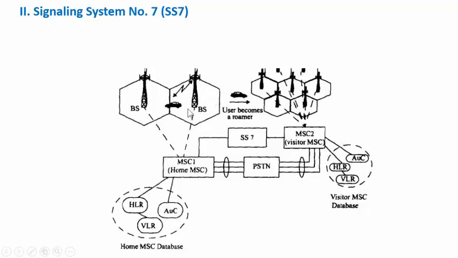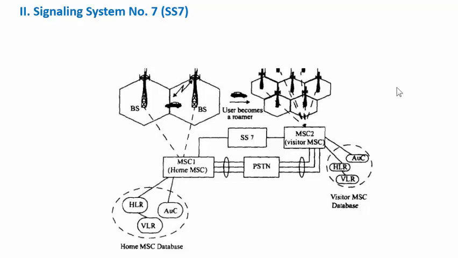Suppose one of the mobiles is moving from the home location MSC network to another network. At that time that particular mobile phone becomes a roamer. Its information gets checked in the visitor location register, and the mobile switching centers take care during the handoff procedure. So during the handoff procedure, the MSC to MSC communication with the help of PSTN and the SS7 block is responsible for signaling.